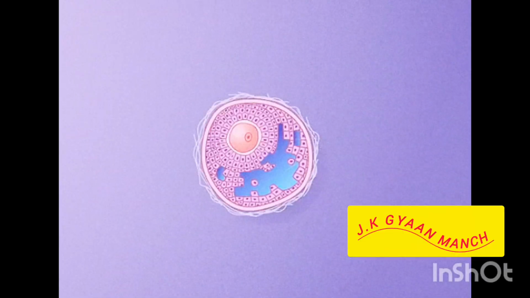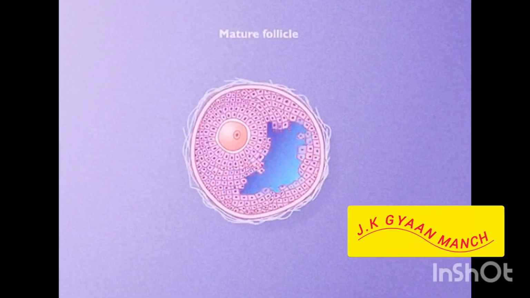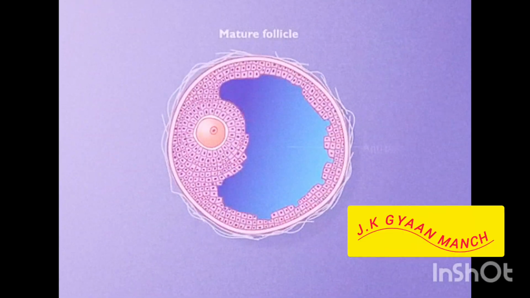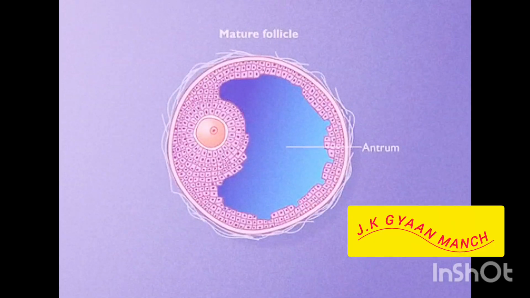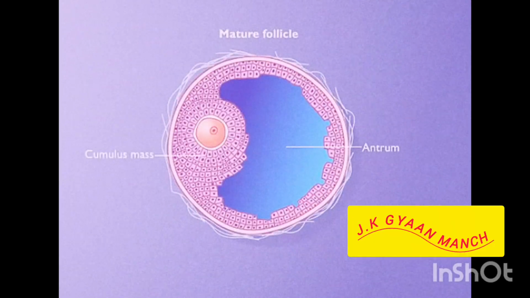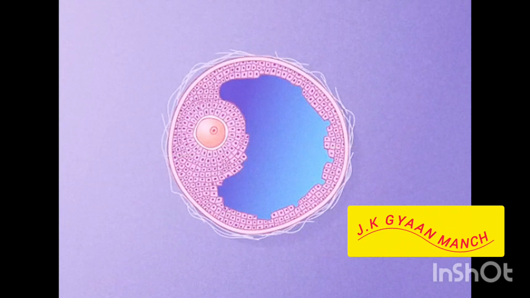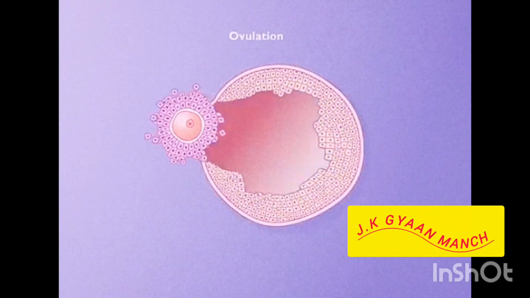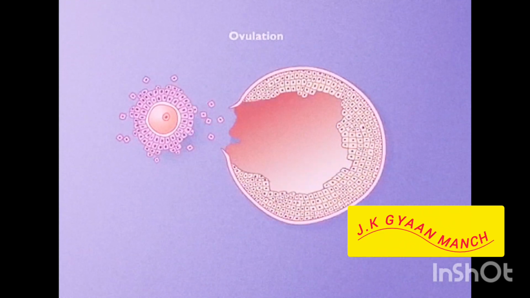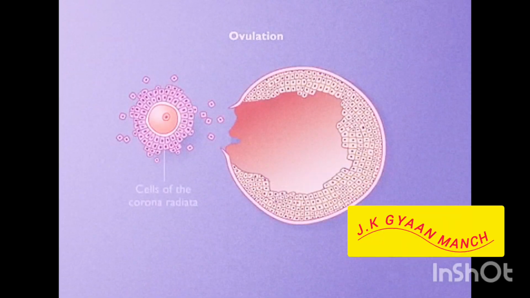The structure is called a mature follicle when the fluid-filled vesicles form a single antrum. At full maturity, the oocyte is located in the cumulus mass. During ovulation, the oocyte is released from the follicle, along with some surrounding granulosa cells of the cumulus mass, called the corona radiata.